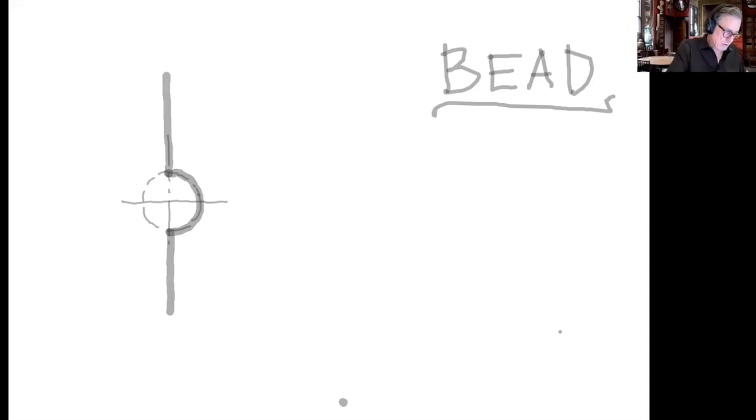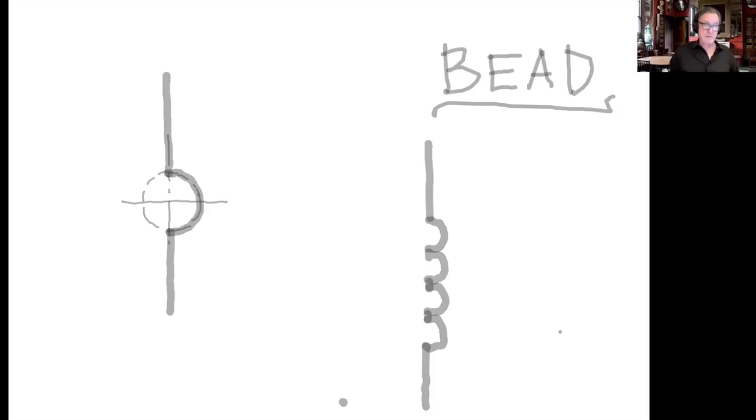Sometimes we'll cluster multiple beads together, like this. Sometimes with a little sunk fillet between them. You'll see that often, particularly in cabinet work and stuff like that. We call that reeding, like it's a cluster of reeds. So we'll call that reeding.